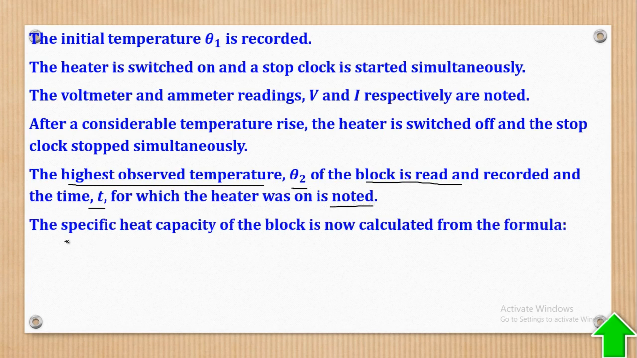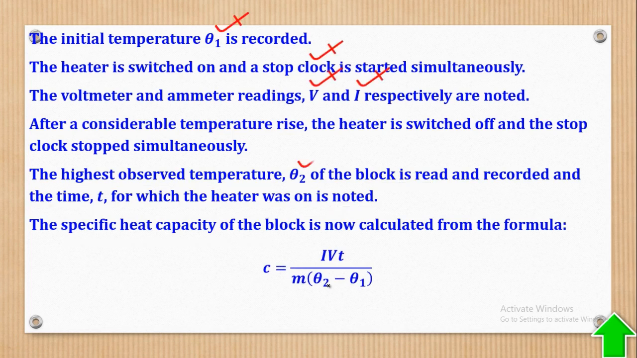The specific heat capacity of the metal block is now calculated from the formula C = IVt / M(θ2 − θ1). So that's how the marks will be awarded for this slide.